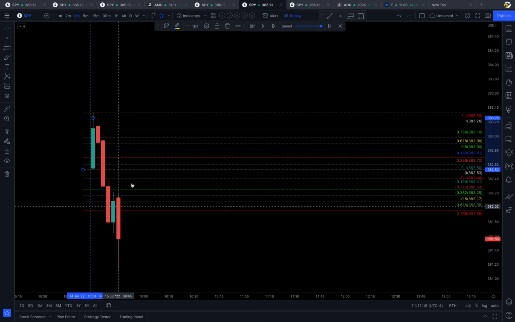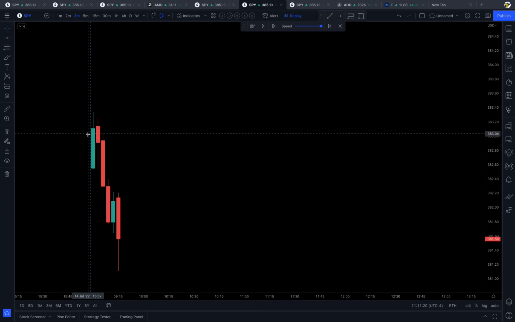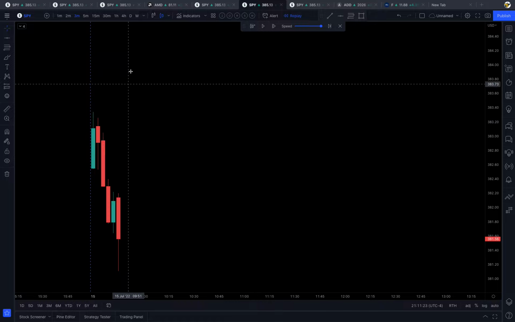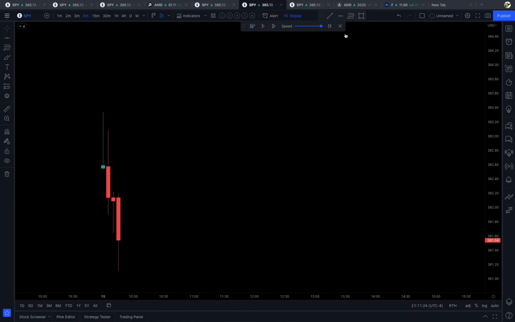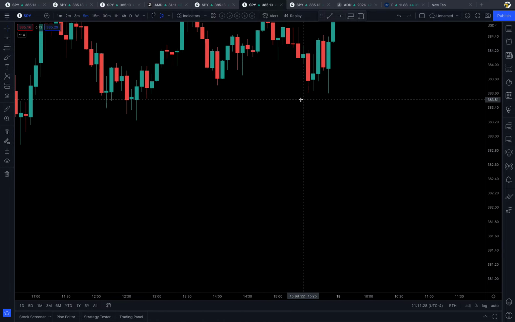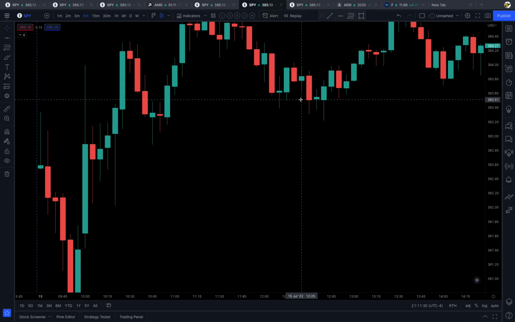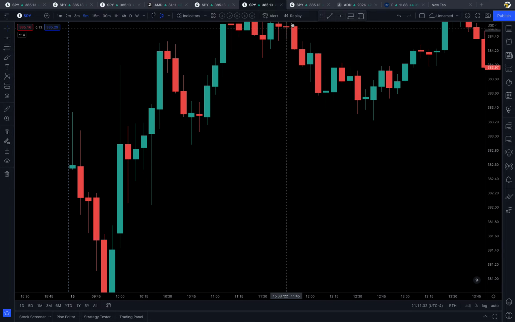But I didn't play the 3 minutes, so what I did on this day, like I said, whenever it formed a doji here on this first candle, I switched to the 5 minute and did basically the same thing on the 5 minute chart.